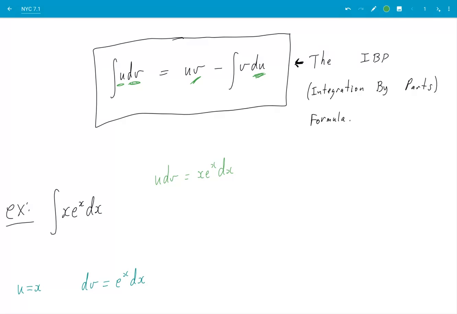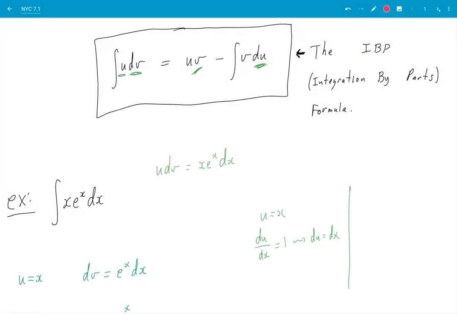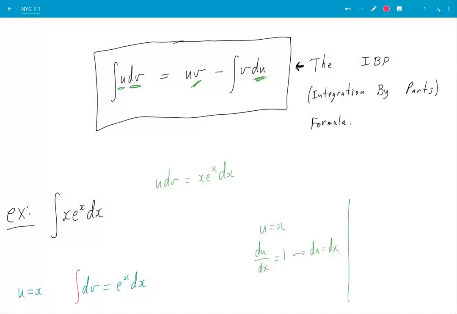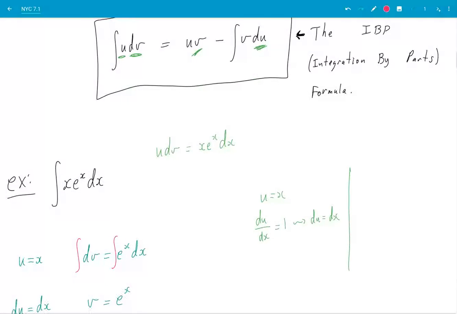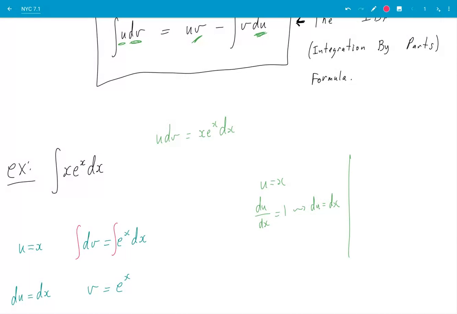So to find du, you could start with u is equal to x, do a derivative of both sides, and then see that du is equal to dx. And to find v, essentially what I'm going to do is put an integral here, and resolve both sides. Okay, so this is what I get. When you do the integral of e to the x, you get just e to the x. When you do the integral of, well, just the number 1 here, you get just the variable in question, which is v.